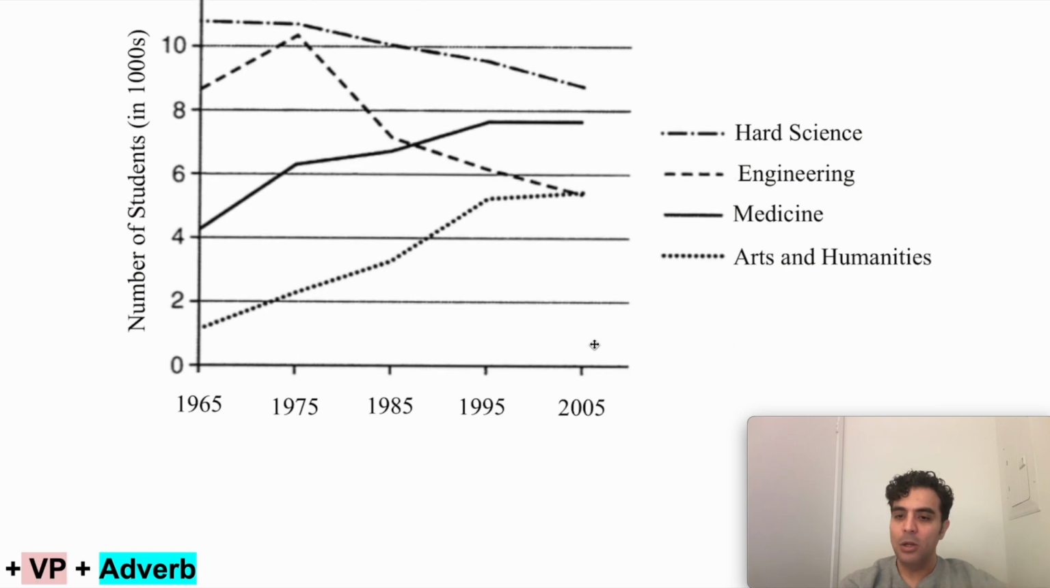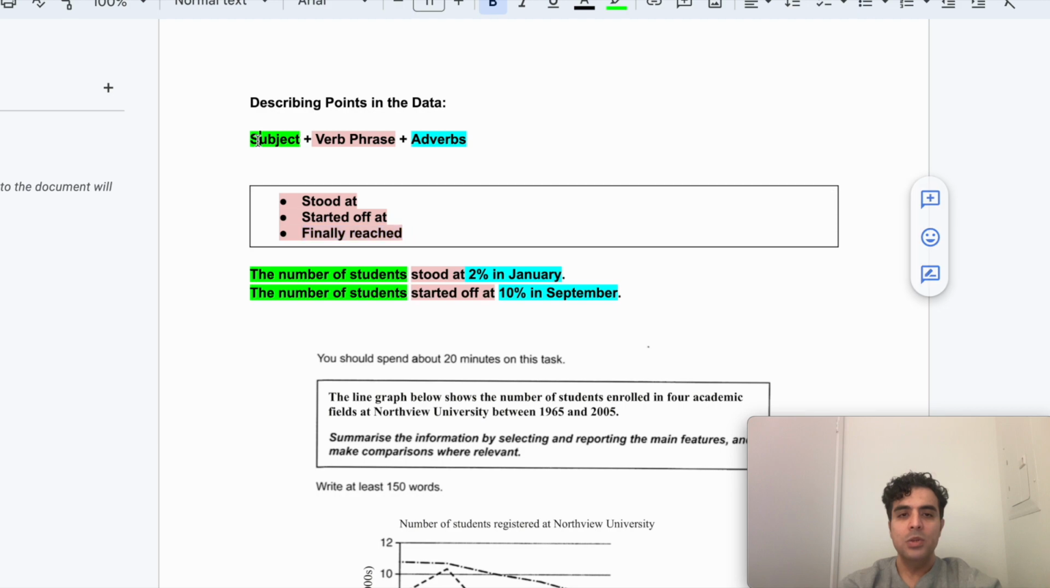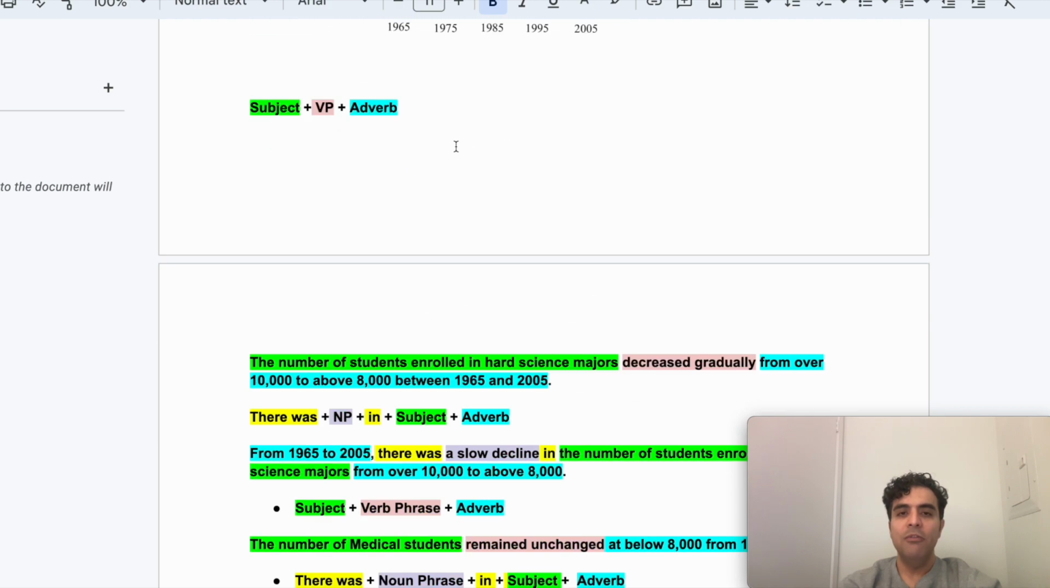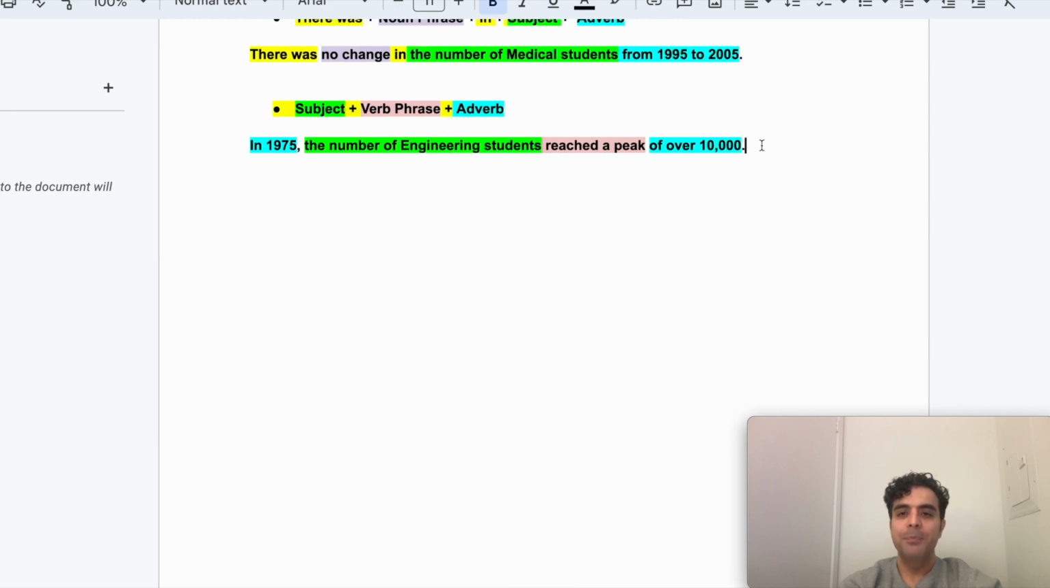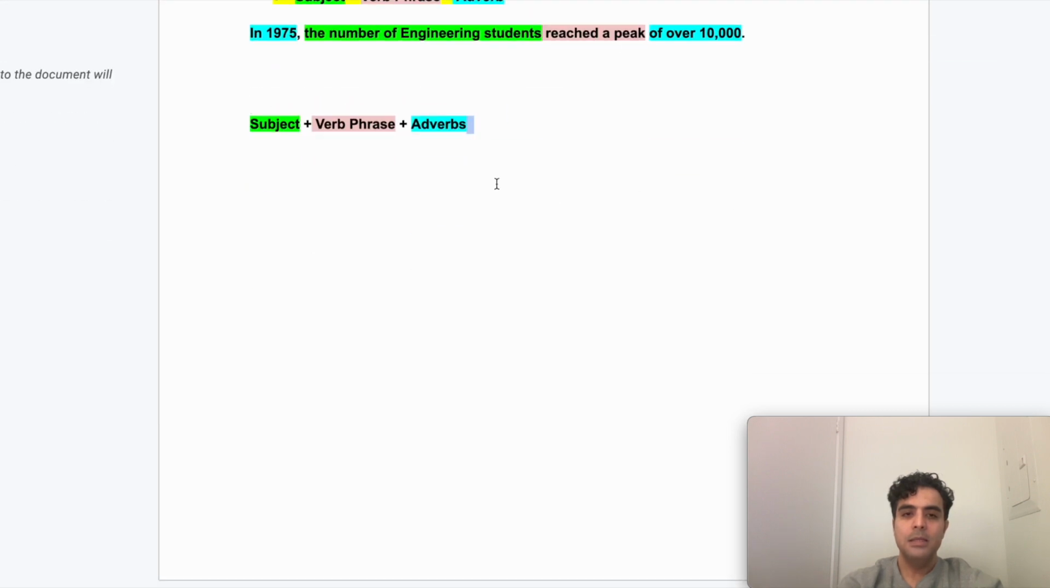So it's going to be very similar to what I just said. But let's copy the structure anyway. So the structure is once again, subject, verb phrase, adverb. Okay, so subject, verb phrase, adverb. And let's start with the subject. So the number of students registered in arts and humanities majors.